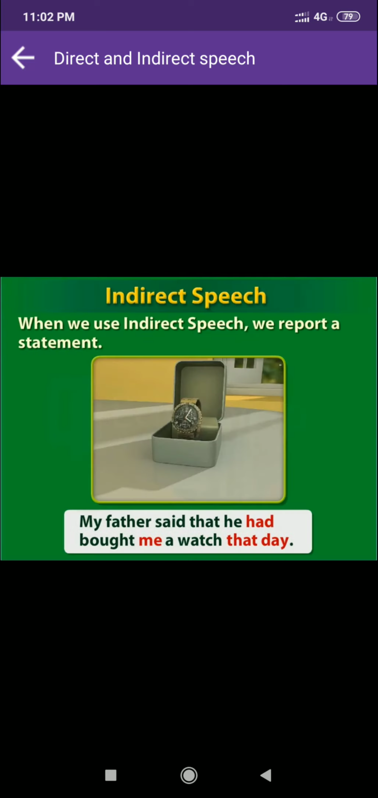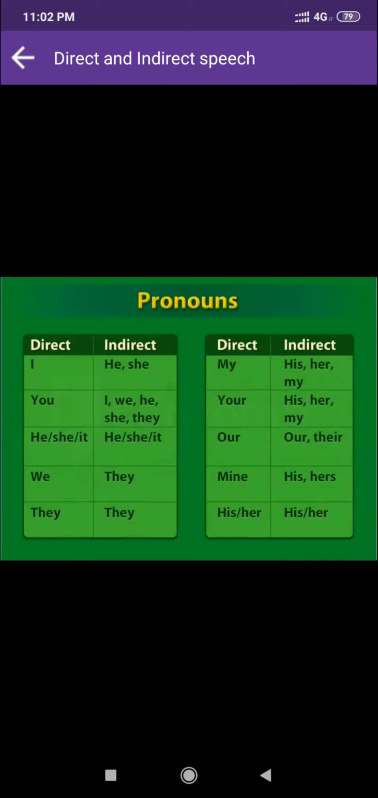Let us study how tenses, pronouns, and adverbs of time and place change in indirect speech. Pronouns. In direct speech, we use pronouns that indicate a direct relation with the speaker. In indirect speech, we use pronouns that indicate a direct relation with the reporter.